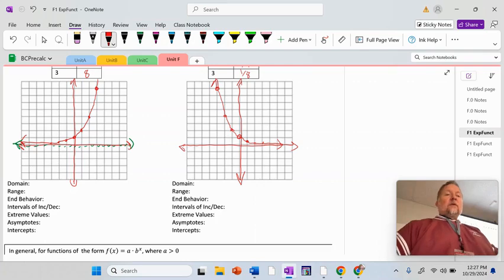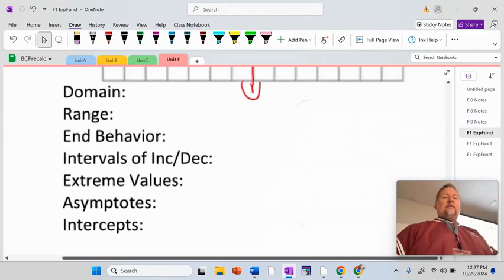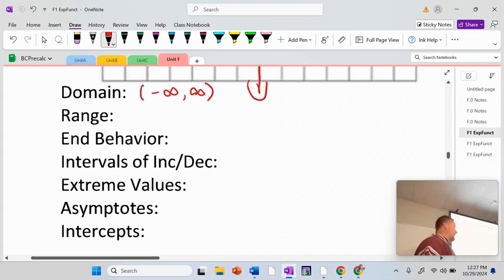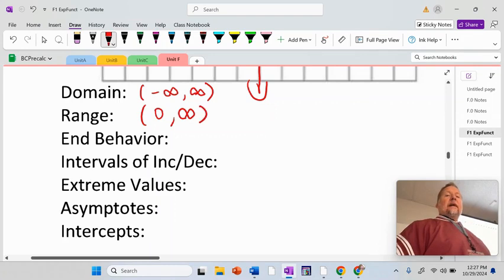I'm going to zoom in on this because this is hard to write when this is zoomed out so far. You have no limitations in what you can plug in for x. You can raise a number to any power and get a result. But the range, look at this specific picture, is only positives and 0. That's the only thing that we have here.